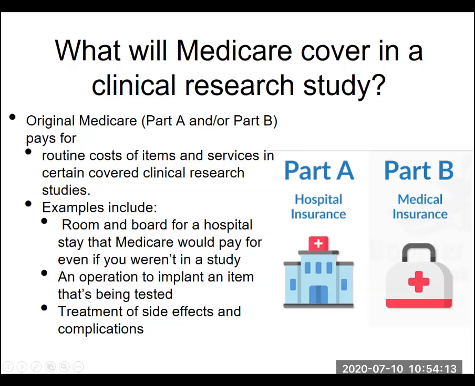Possibly, it could include an operation to implant the item that's being tested if there is a standard of care for there's an operation that could be used for the treatment of your disease. And then again, with that caveat, it's going to treat the side effects and the complications. These things are normally going to be covered under Medicare Part A or Part B.